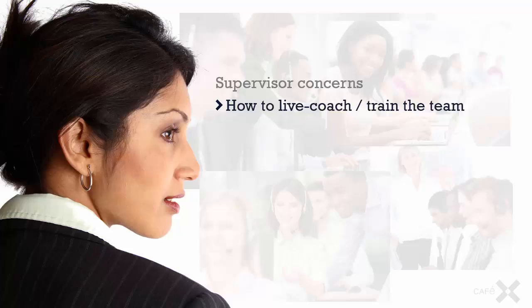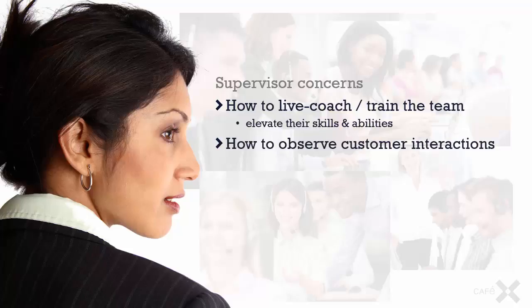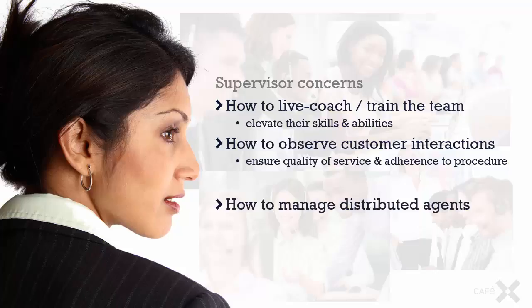So you're a call center supervisor where you and your management team have two key concerns that occupy your thoughts: how to live coach and train the team, how to elevate their skills and their abilities, and how to observe their customer interactions, their calls, ensuring quality of service and adherence to policies and procedure. What's more, you need to manage these things potentially with distributed agents, perhaps in different call centers or even working from home. How do we manage such things?